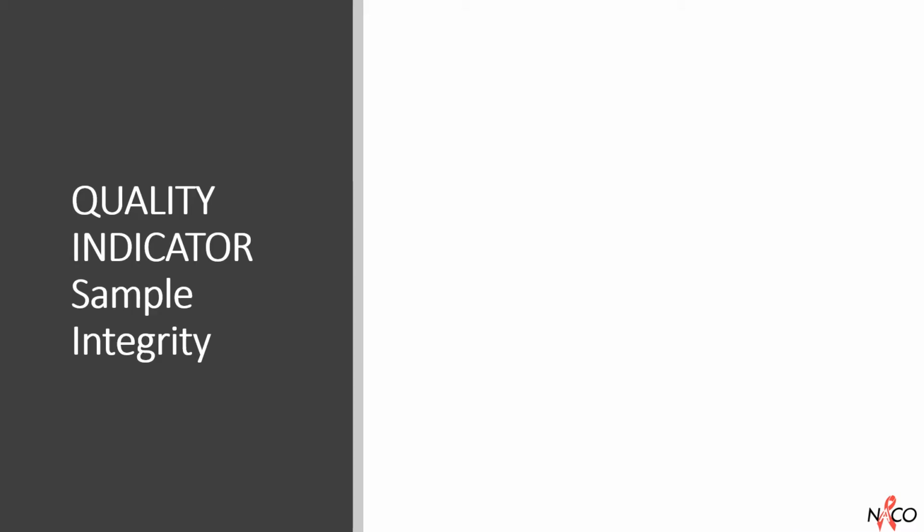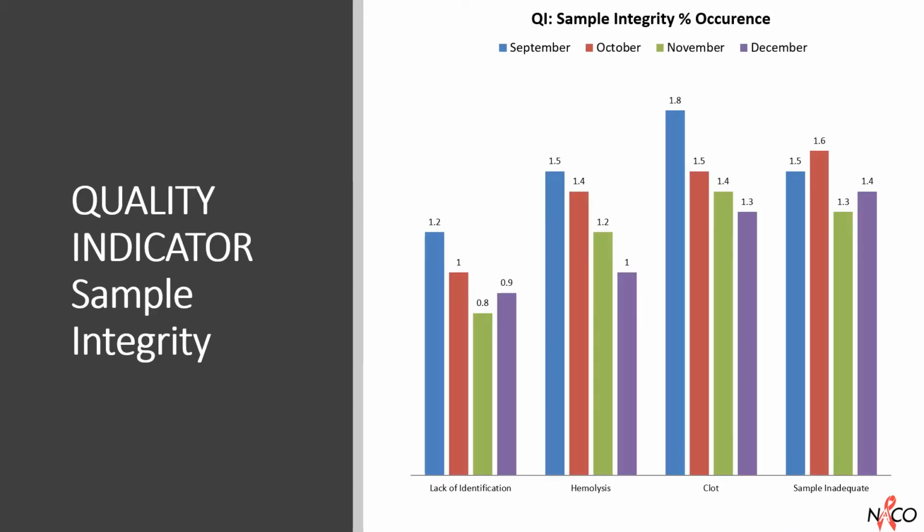To give an example, this is a bar diagram to represent the specimens rejected from September to December in a laboratory due to various sample rejection criteria like lack of identification, hemolysis, clot, and sample inadequacy. A bar chart, as you can see, helps us to visualize any quality indicator in a better way and thus provide corrective and preventive action in a more effective manner.